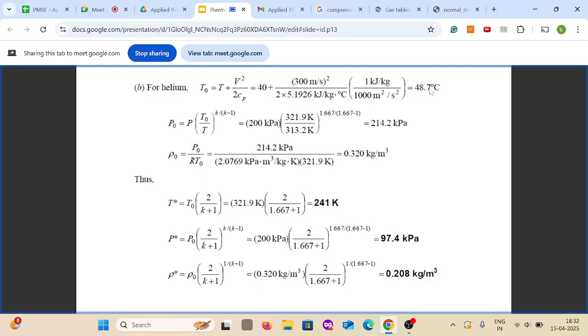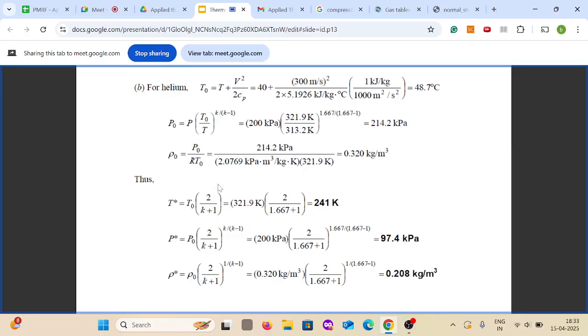So T naught is 48.7. So P naught becomes 200 into (T naught value, which is 321.9, and T is 40 degrees Celsius, so 313.2 Kelvin) raised to power gamma by gamma minus 1. So P naught comes out to be 214.2 kilopascal. And now rho naught is P naught by R T naught. Substituting the P naught and T naught value, we get rho naught as 0.320 kg per meter cube.